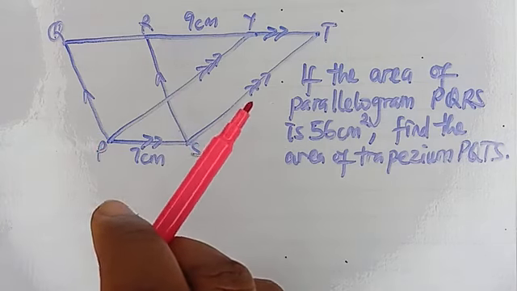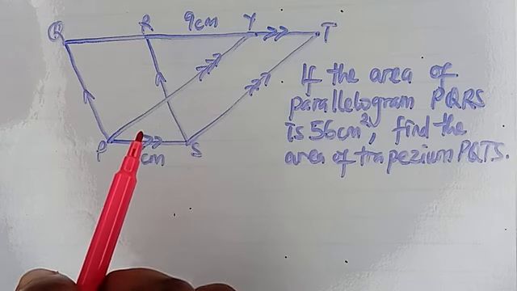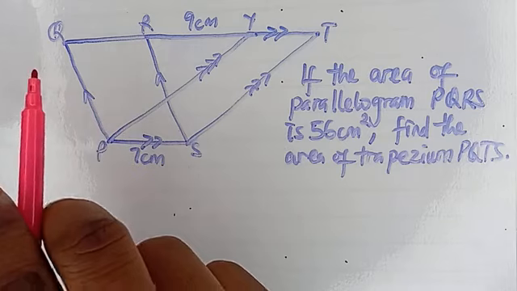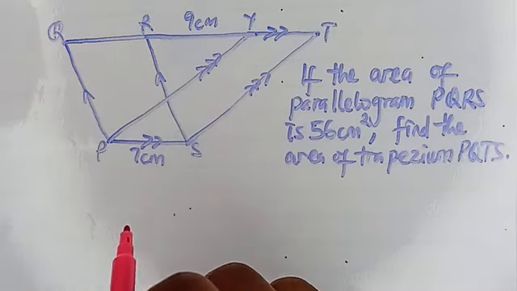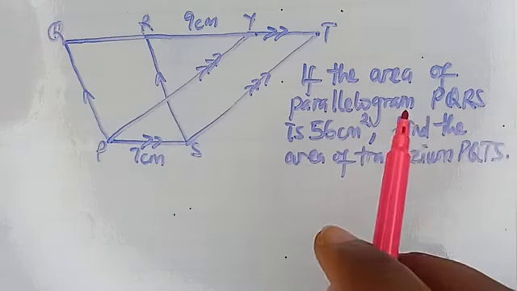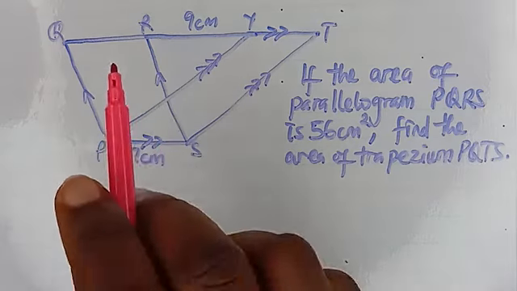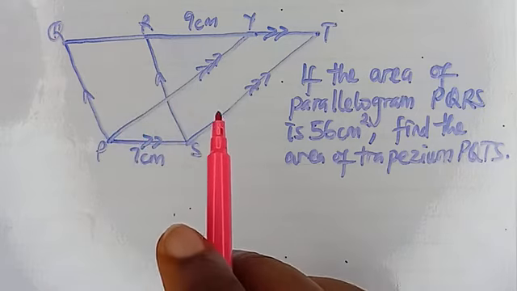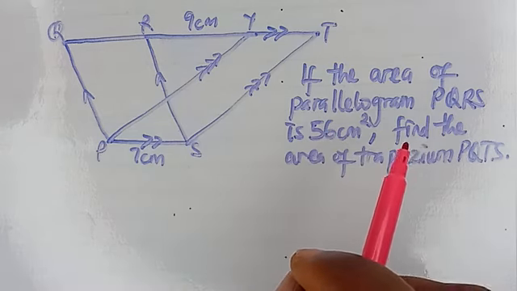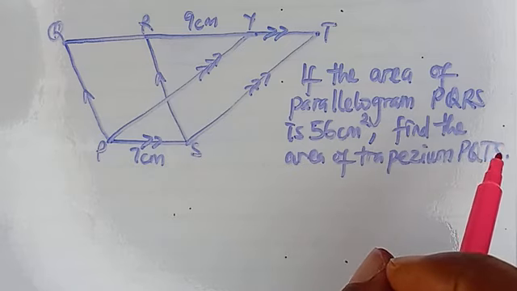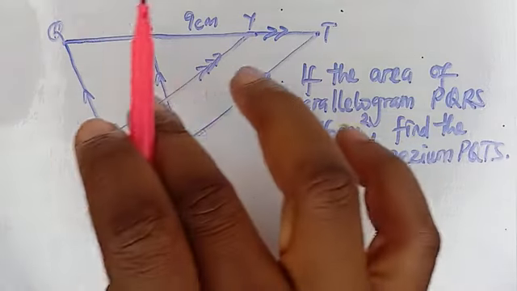So this example is going to help us to learn so many things about a trapezium as well as a parallelogram, because we can see two parallelograms in this shape and we can see a very big trapezium, right? They said if the area of parallelogram PQRS, the area of this parallelogram here, is 56 cm squared. Find the area of trapezium PQTS. So the whole shape.